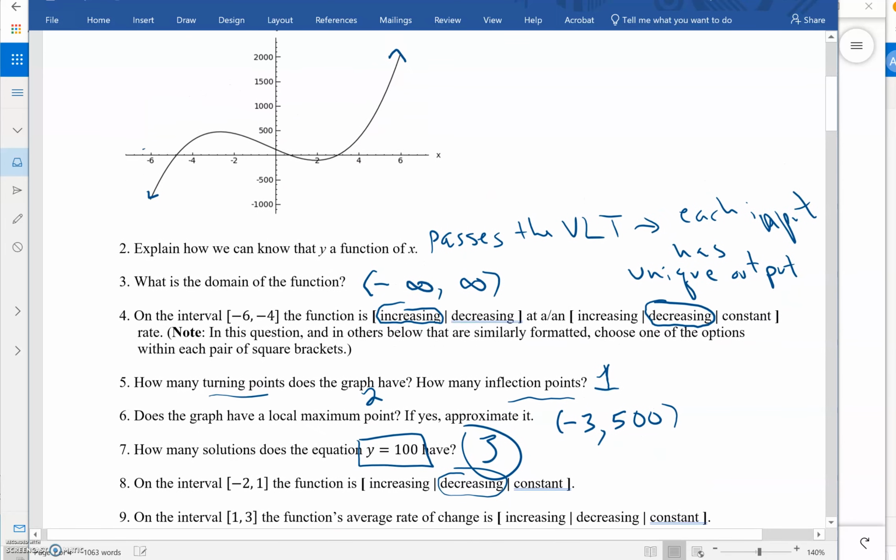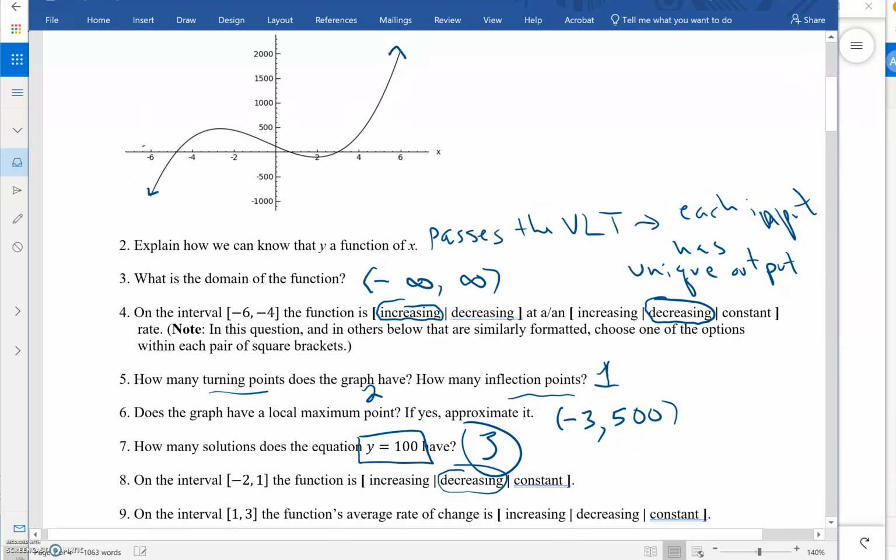On the interval 1 to 3, the function's average rate of change is doing what? Okay, so from 1 to 3, let me mark this. There's 1 roughly, and there's 3. So basically we've got this little dip, and I want to know what the average rate of change is doing over this dip. This little cup down area. So this is concave up, right? The function's concave up in this region. It's decreasing and then it starts to increase. That's the function, but not the average rate of change.